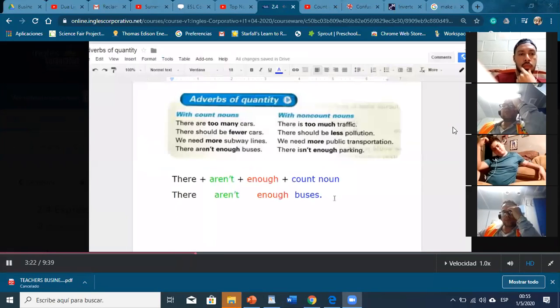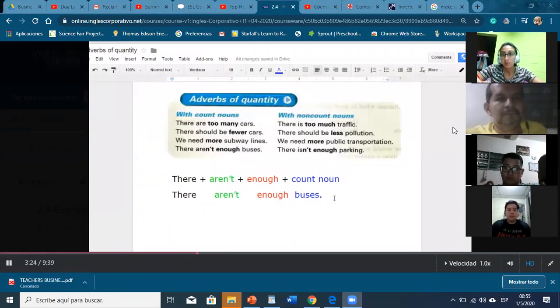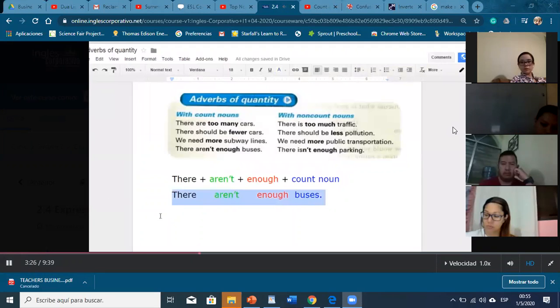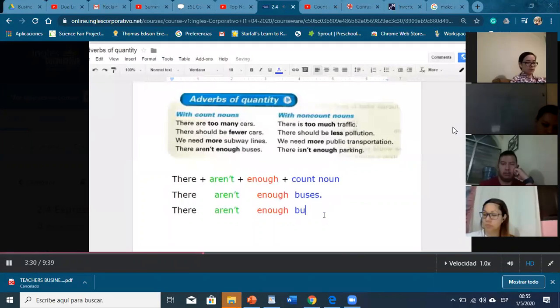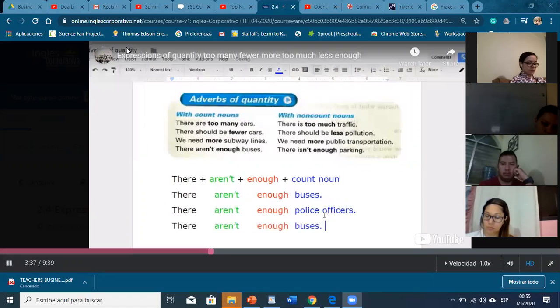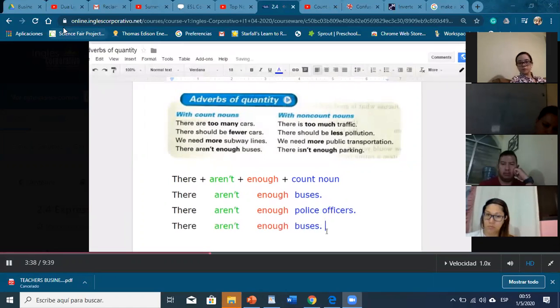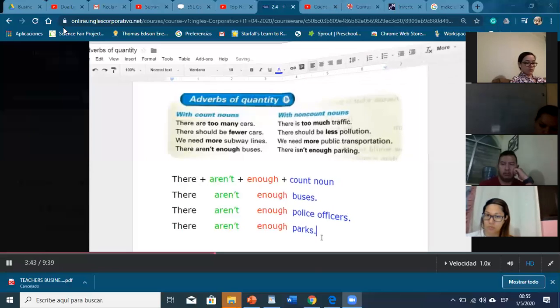And what else can we say? Well, we can say there aren't enough police officers. What's another problem in your city? Well, maybe there aren't enough parks.